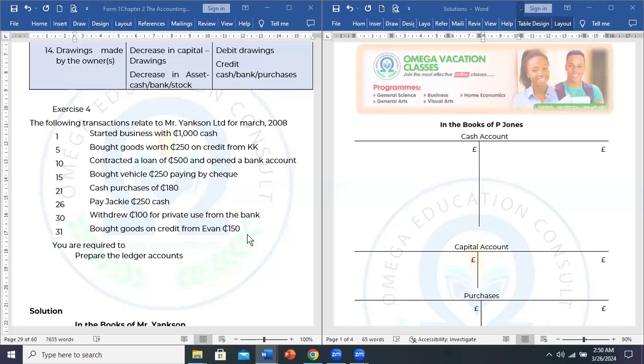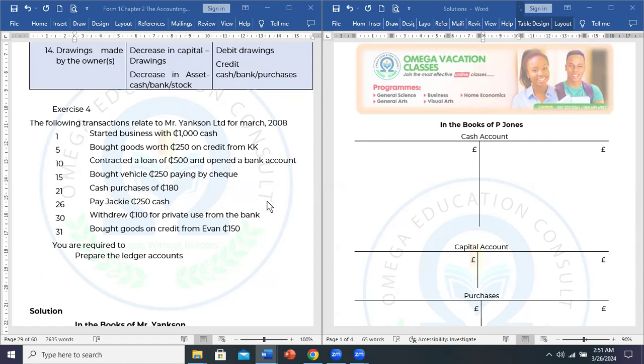Okay, so interestingly, this was a question that I gave you as an assignment for you to show the effect, increase and decrease. So for now, let's prepare the ledger account, the T account. One thing you have to take into consideration whenever you are asked to prepare the account is you can't have two or more accounts for the same item.